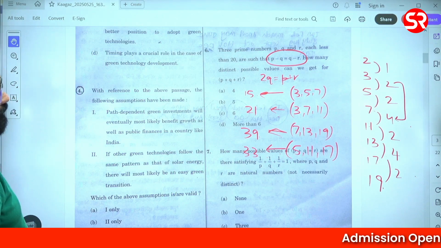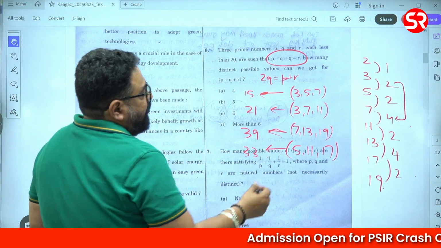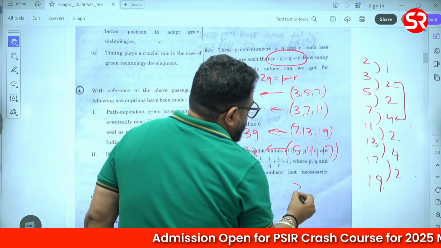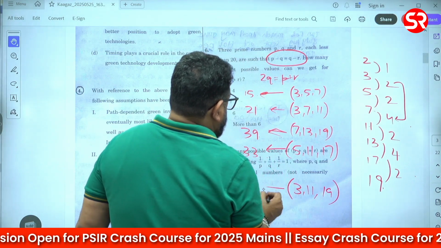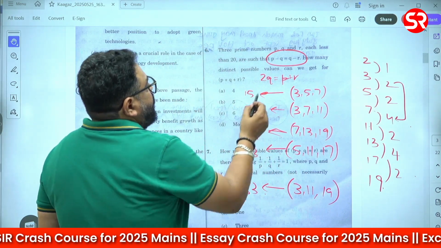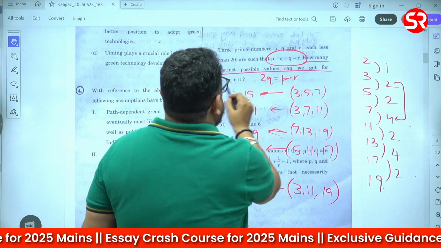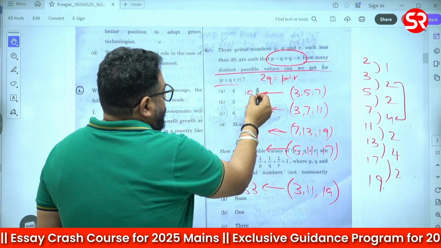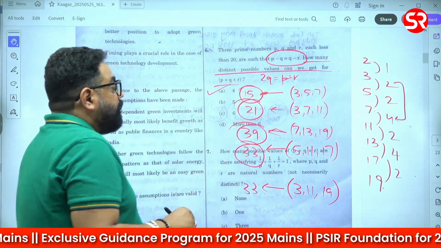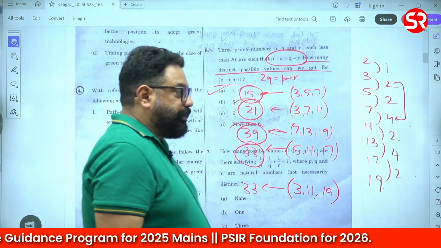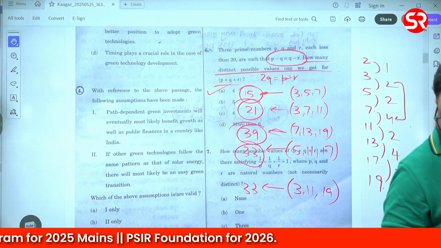And then is there a difference of 8? I think yes it is. 3 11 and 19. इसका सम कितना आ रहा है अगेन 33. तो क्वेश्चन क्या है, हाउ मेनी डिस्टिंक्ट पॉसिबल वैल्यूज आर देयर फॉर p plus r? 15 21 39 एंड 33. आंसर क्वेश्चन कुछ और पूछ रहा है ना वो आपसे. He is asking how many distinct values are there?